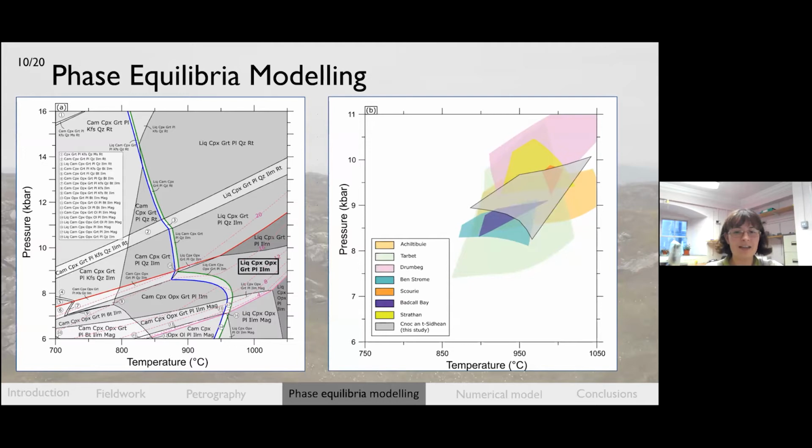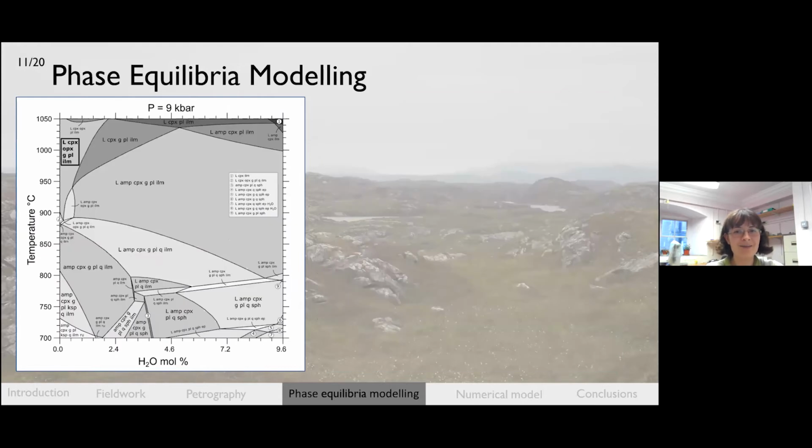Another thing we can do is assess the water content that is required to stabilize the peak assemblage. The figure here shows how the stable assemblages change with water content along the x-axis and temperature along the y-axis at a fixed pressure. The peak assemblage for the mafic gneiss, again highlighted in bold, is only stable at low, near anhydrous water contents, supporting the idea that the Lewisian is nearly dry at peak conditions.